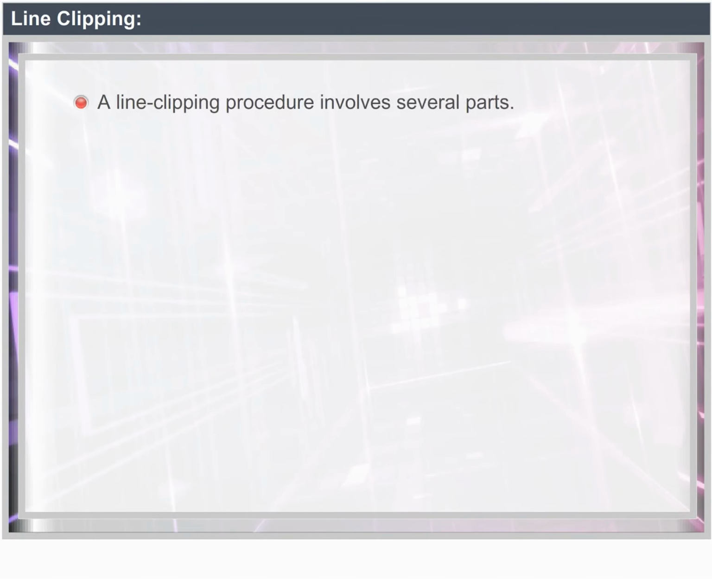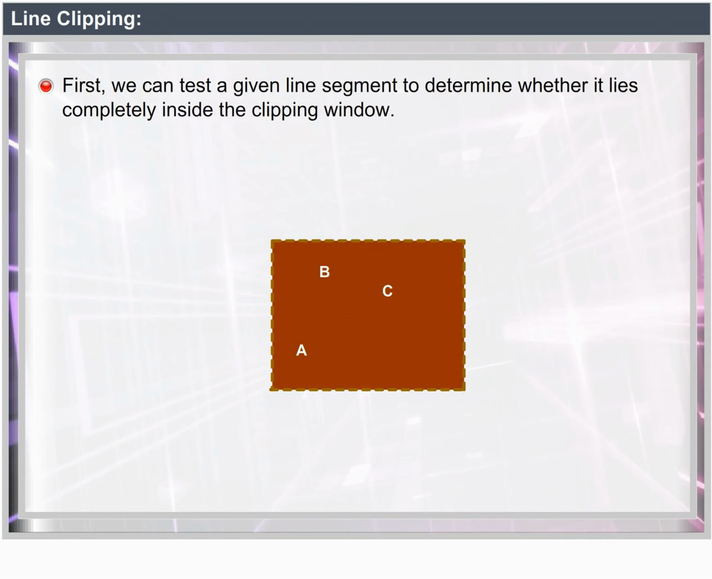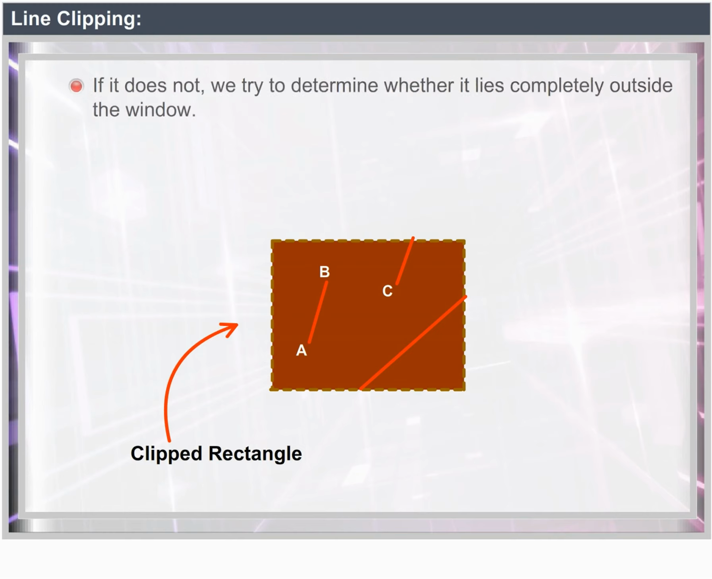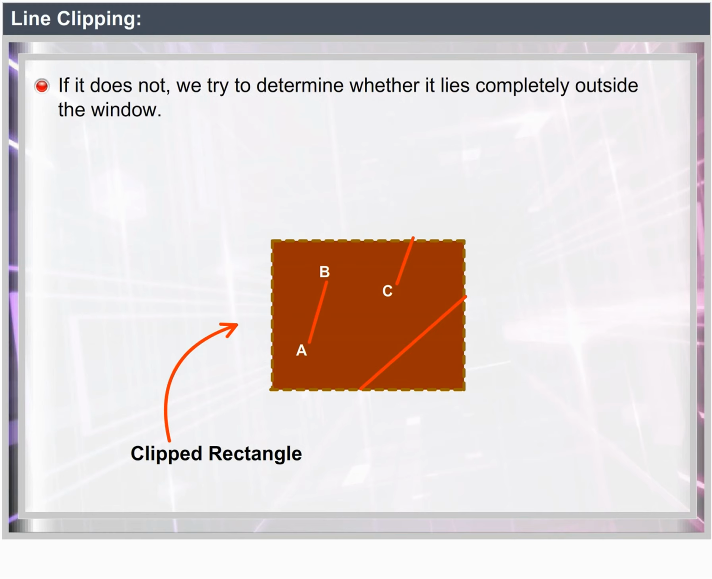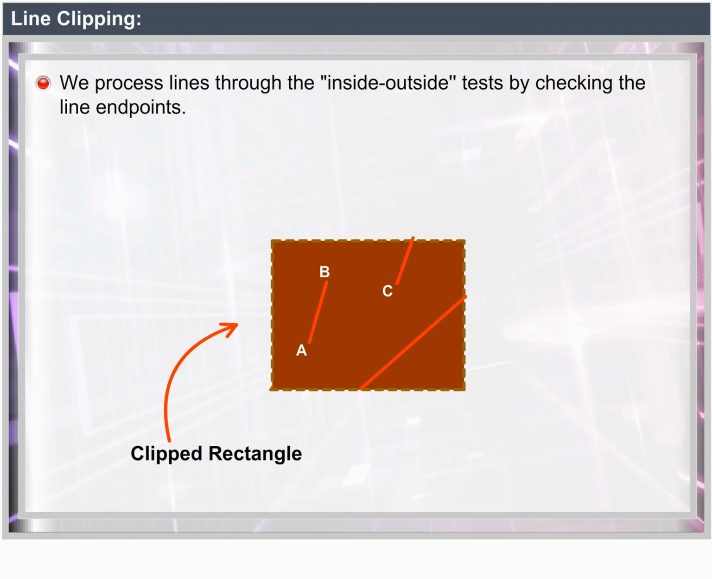A line clipping procedure involves several parts. First, we can test a given line segment to determine whether it lies completely inside the clipping window. If it does not, we try to determine whether it lies completely outside the window. Finally, if we cannot identify a line as completely inside or completely outside, we must perform intersection calculations with one or more clipping boundaries. We process lines through the inside-outside test by checking the line endpoints.